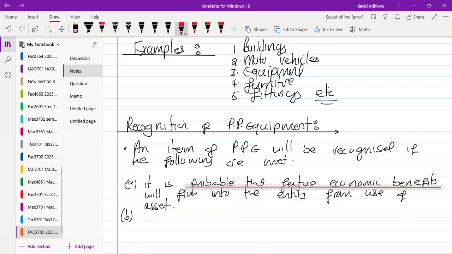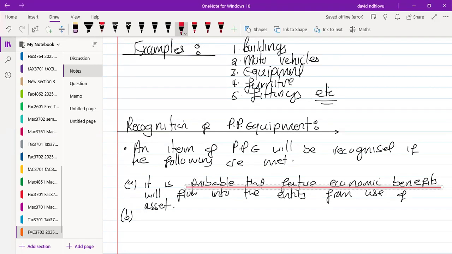Right? If I buy a computer for a retail organization, the computer on its own will not be able to generate economic benefits. However, the computer is crucial to the sales that we make in our retail shop. So the computer together with other items, other assets, like the desks, fittings, and everything else will be able to make the company generate economic benefits. So economic benefits are central to the recognition of an item of property, plant, and equipment.